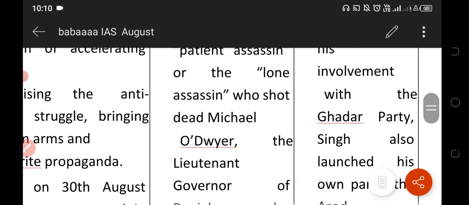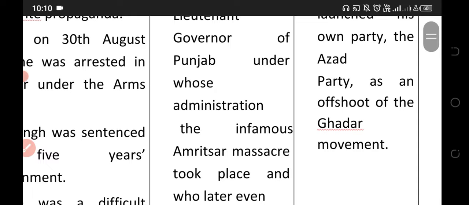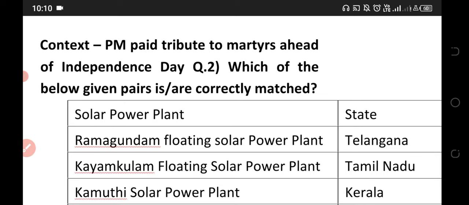In addition to his involvement with the Gadar Party, Singh also launched his own party, the so-called Azad Party, as an offshoot of the Gadar movement. Prime Minister Modi paid tribute to martyrs ahead of Independence Day.